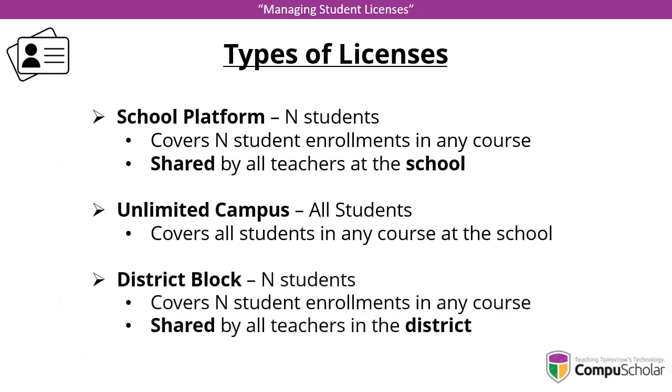The third type of license is a district block, and this is purchased at a district level to cover multiple schools. The block license will again specify a certain number of students, perhaps 300 or 400 students, and then we'll distribute those licenses across the schools as needed. So the key takeaway for the district block license is that that pool of students is shared by all the teachers in the district.